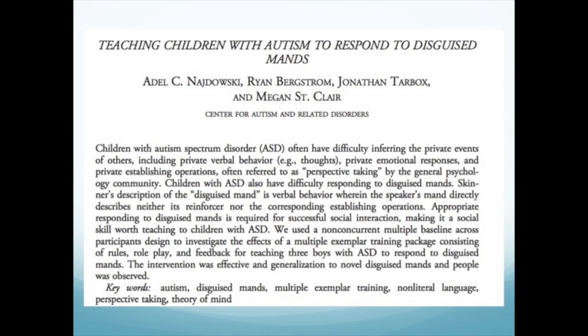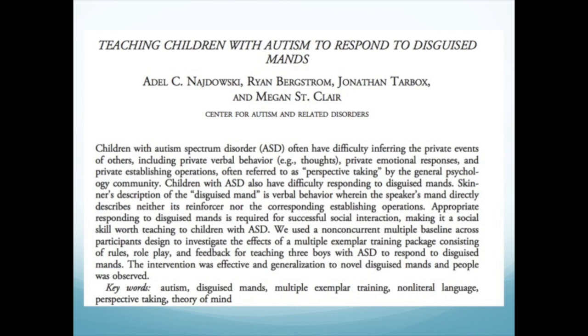Skinner's description of the disguised mand is a verbal behavior wherein the speaker's mand directly describes neither its reinforcer nor the corresponding establishing operations. Appropriate responding to disguised mands is required for successful social interactions, making it a social skill worth teaching to children with ASD.